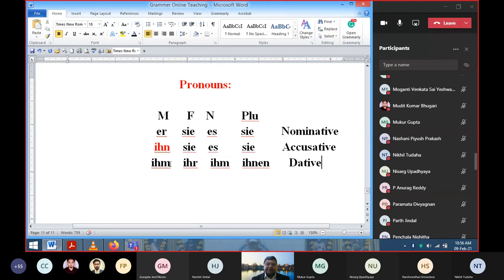And the third row is dative. That means it is the indirect object. Ihm, ihr, ihnen. So the meaning will be to him, to her, to them. The plural form will be to them.